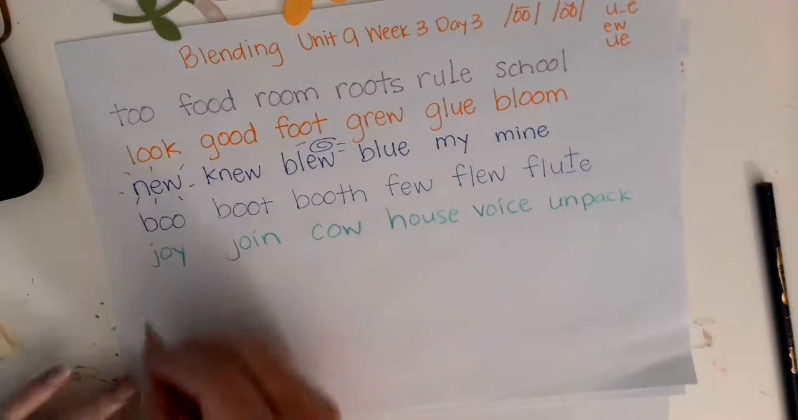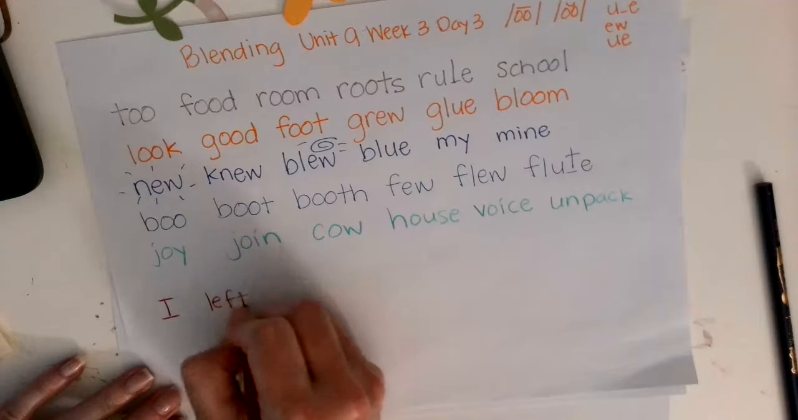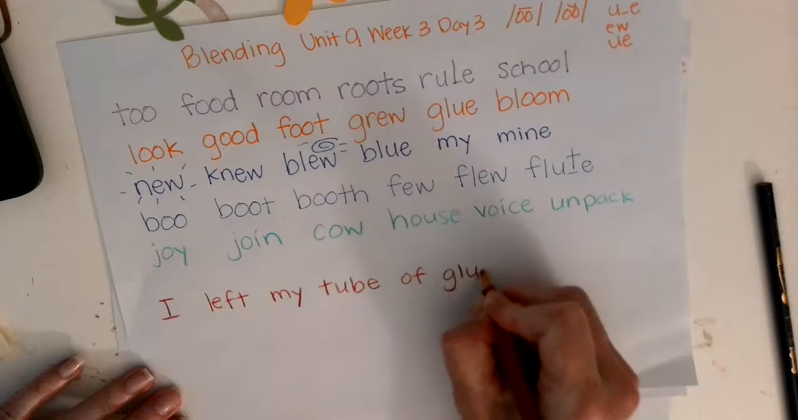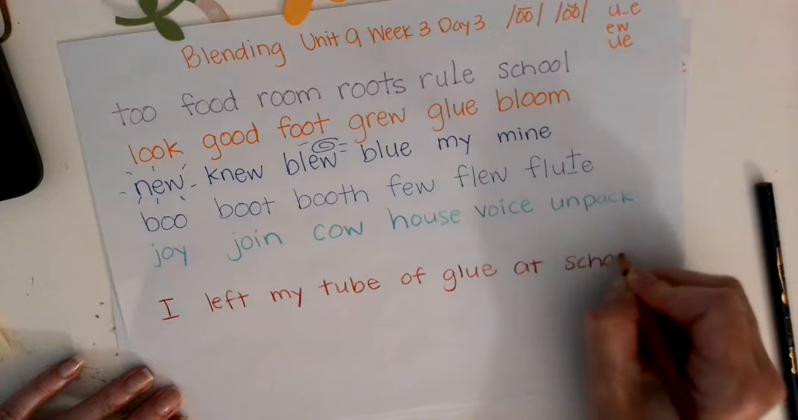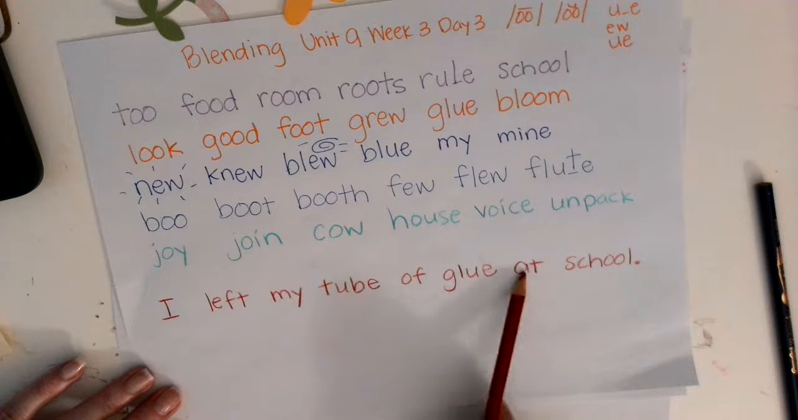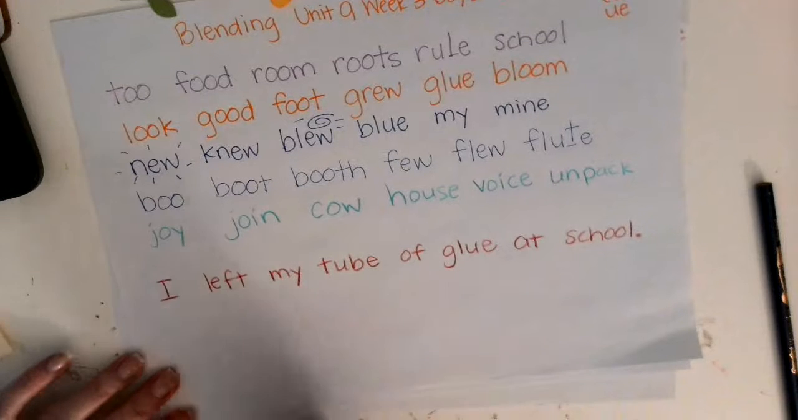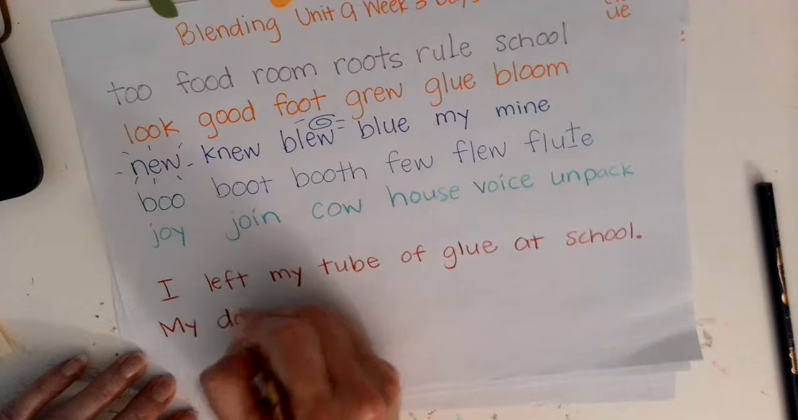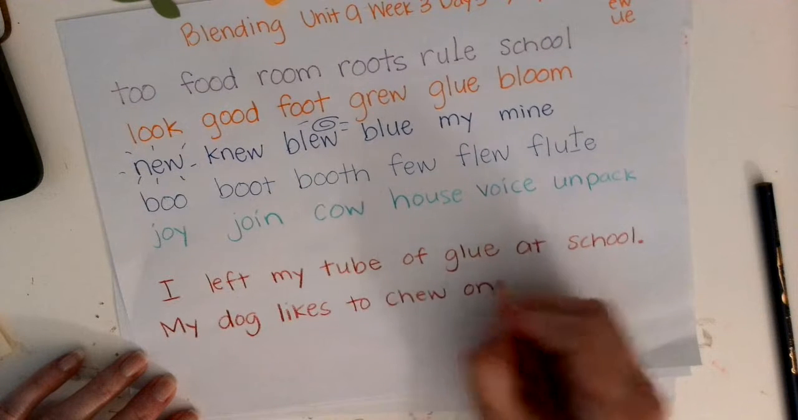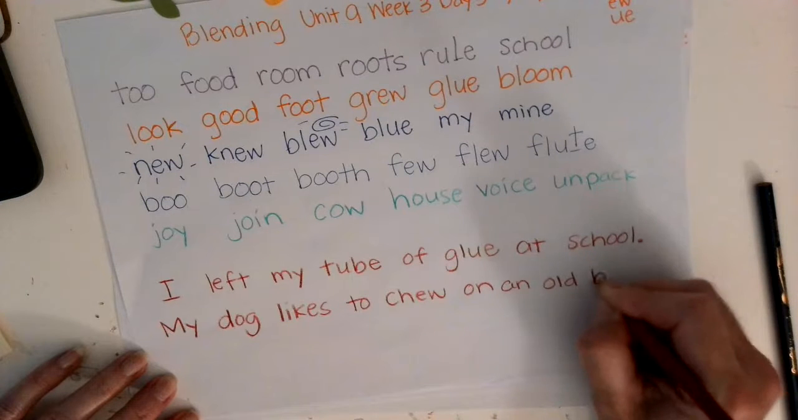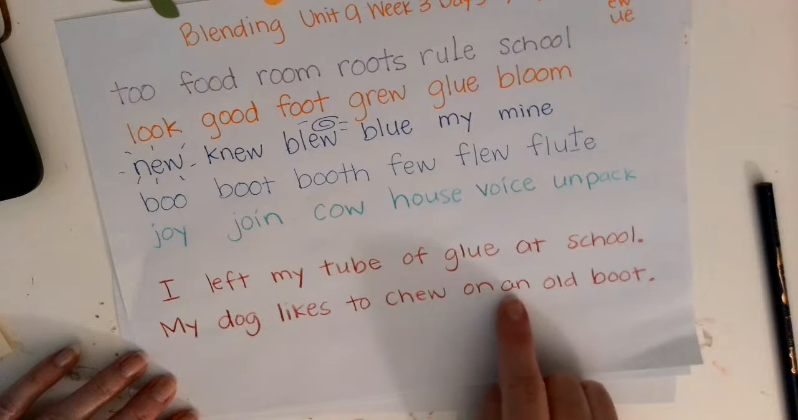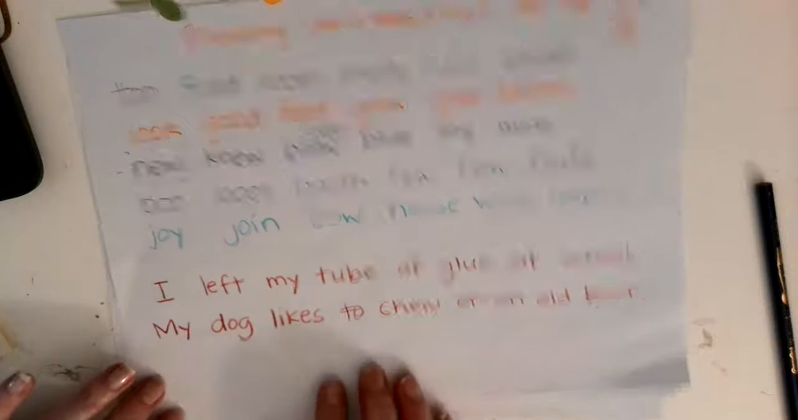I will write one sentence. You read it quietly in your head. All right, let's read it together. I left my tube of glue at school. Oh my goodness. All right, one more sentence. Read it together. My dog likes to chew on an old boot. Sounds gross to us, but boy, do doggies love that.